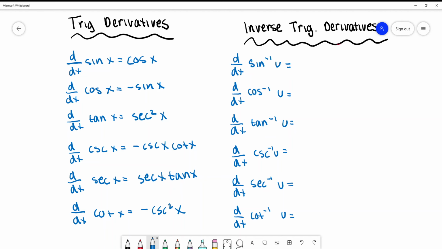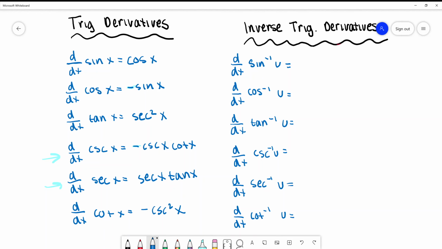So as you can see, there is kind of a similar pattern, especially with cosecant and secant, just like the cosine and sine, whereas the derivative of cosine is negative. Here, the derivative of cosecant is negative.